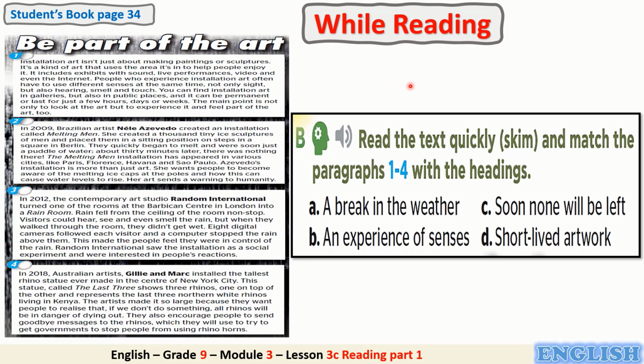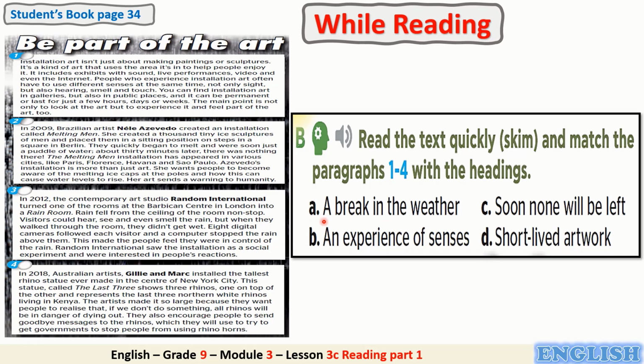Here we are going to identify the suitable heading for each paragraph. And this is a while-reading activity, exercise B, in the student's book, page 34. Read the text quickly or skim the text and match the paragraphs 1 to 4 with the headings. As you see here, we have 4 paragraphs and here we have 4 headings.